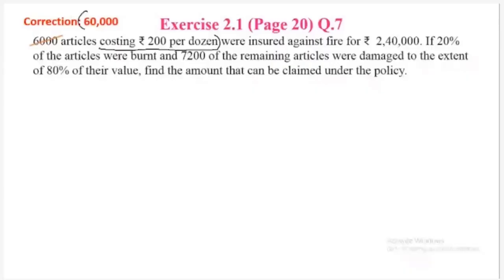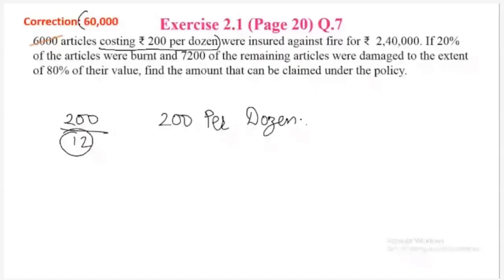What do you mean by 200 per dozen? That is clear, or do you have a problem there also? 200 per dozen means 200 upon 12. Dozen, so divide by 12. What are they saying? 200. Then they are saying per, and then they are saying dozen. Okay, 200. This is the numerator. Per means what?